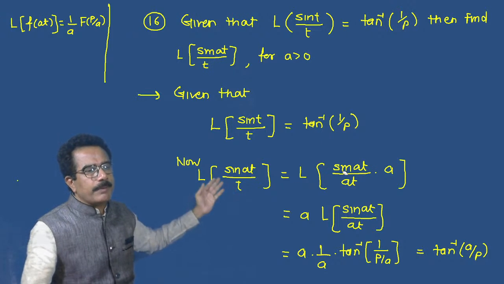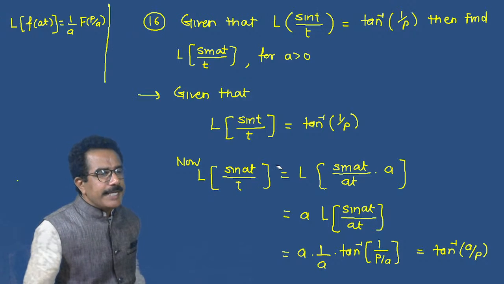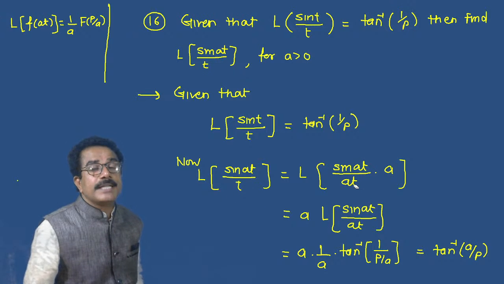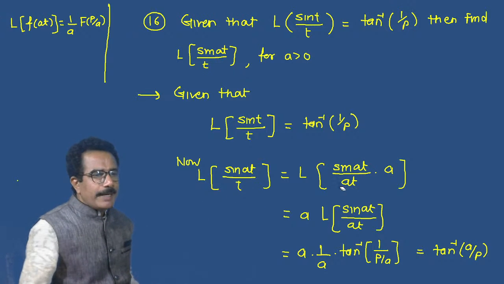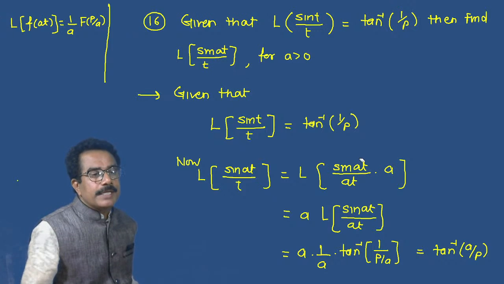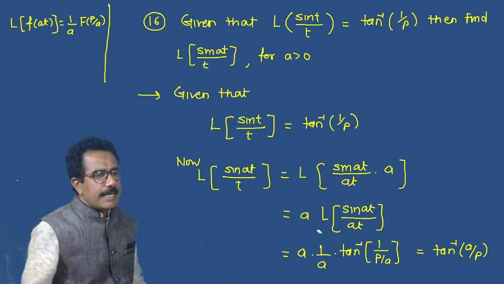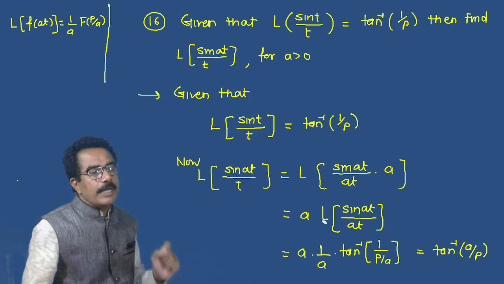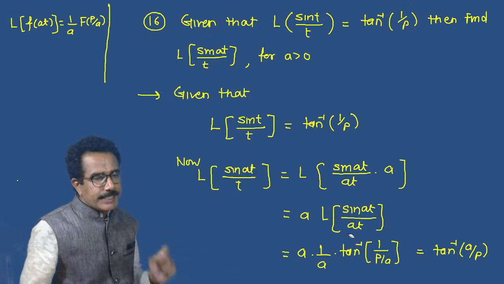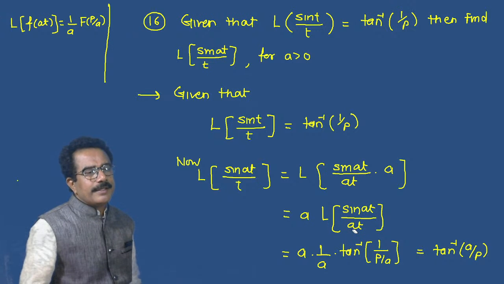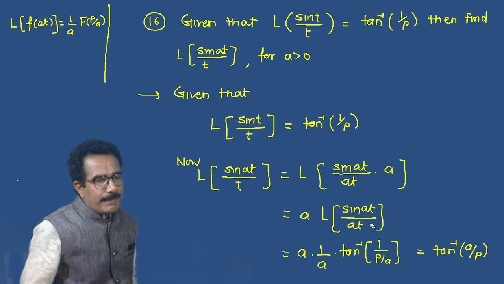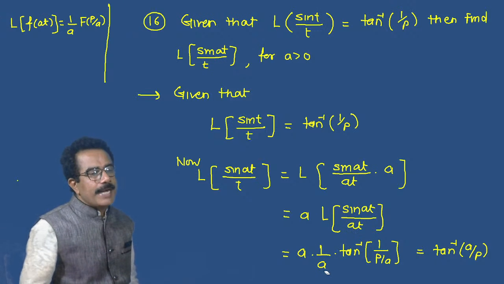So the Laplace transformation of sin at: keep sin at as it is, in the denominator there is only t. So divide by a and multiply by a, then in the denominator we get a t. Take this a out of the Laplace transform. So a into the Laplace transform of sin at divided by a t.